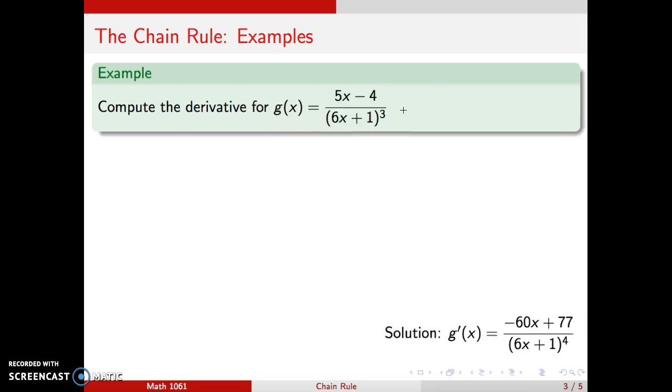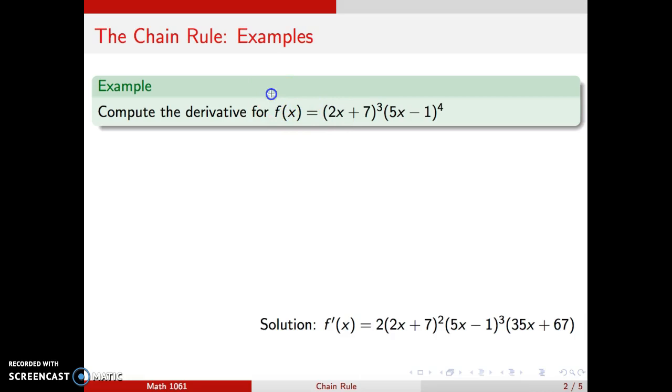So I want to compute the derivative for this function, f of x, is 2x plus 7 quantity cubed times 5x minus 1 that quantity to the fourth. So I've got the solution worked out down here, so let's see if we can get there. First thing we want to note is that we're going to use the product rule first, because I see this as this function times this function.